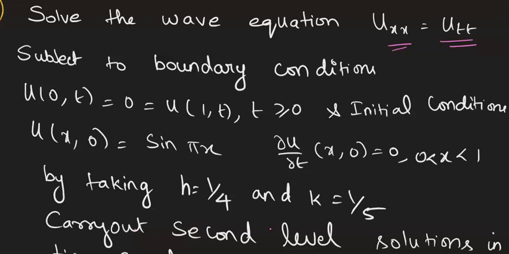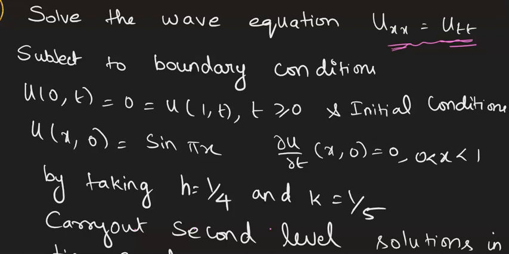Hi. In the previous class, we solved the wave equation, and in that problem they didn't give k, so we took k equal to h by c for our convenience. I mentioned that if k is not equal to h by c, we have to deal with the problem in a slightly different way. So this question is about that.